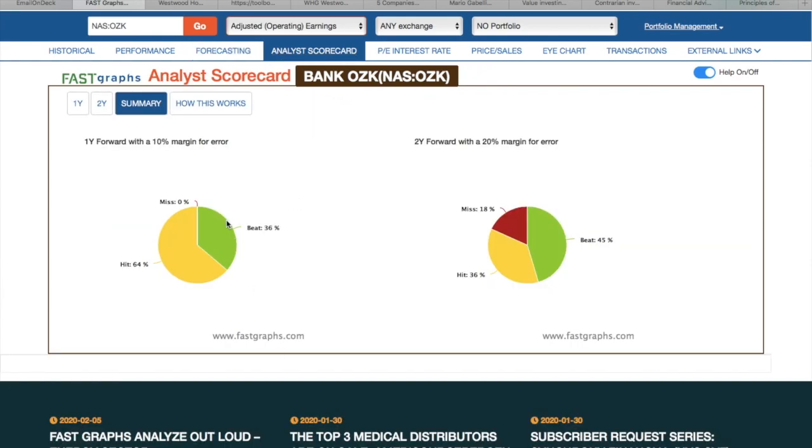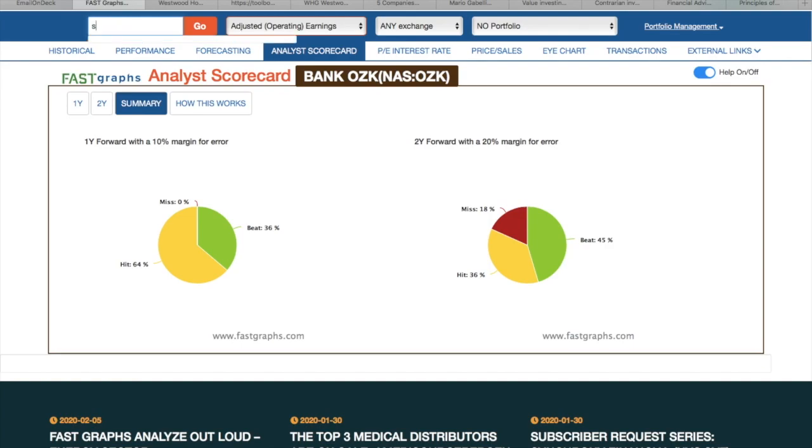Additionally, you have the analyst scorecard. And so a lot of companies have estimates for earnings, but it's important that these estimates are accurate. And so this tool right here shows you for Bank OZK, earnings 1 year estimates for the next year are hit 100% of the time, and they're beat 36% of the time. Earnings estimates for 2 years out are only missed 18% of the time. So you can see that the estimates that are given to this company have been very accurate historically.